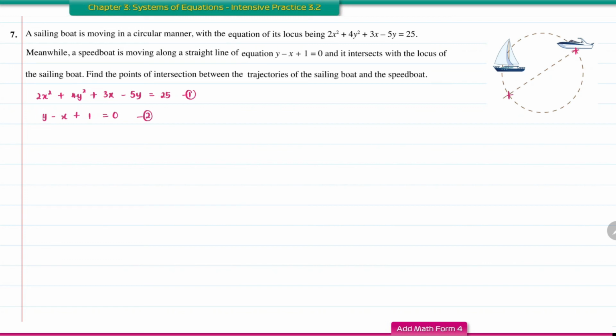So here I'm going to choose the y from the equations number 2 to become the subject of the formula. Therefore, from equations number 2, y is equal to x minus 1. So this is the equations number 3. So next, I'm going to substitute the equations number 3 into the equations number 1. So the y, we're going to replace it with x minus 1.